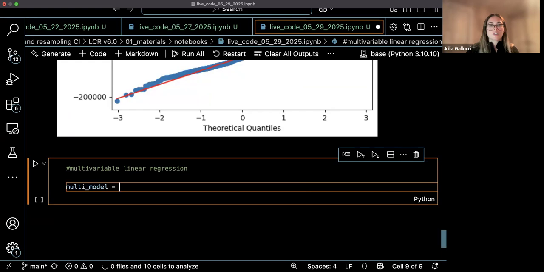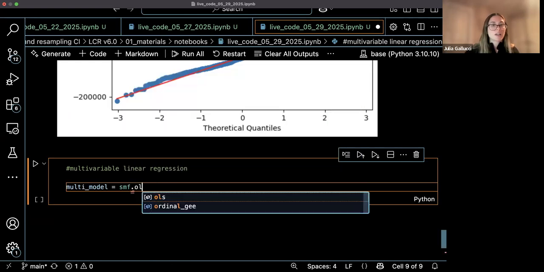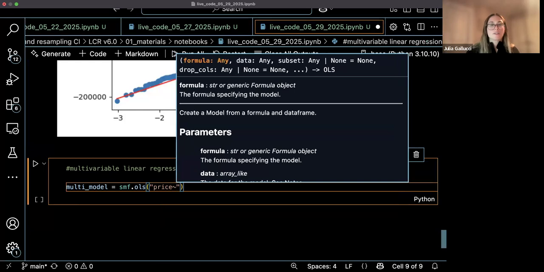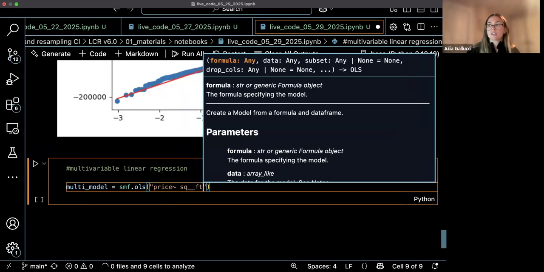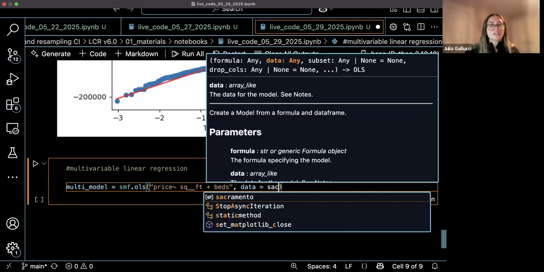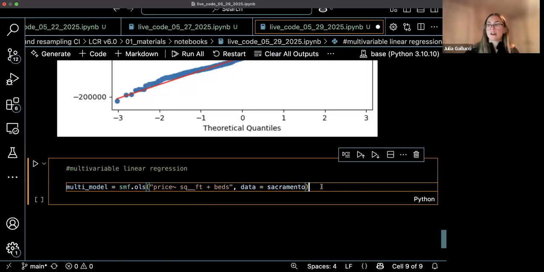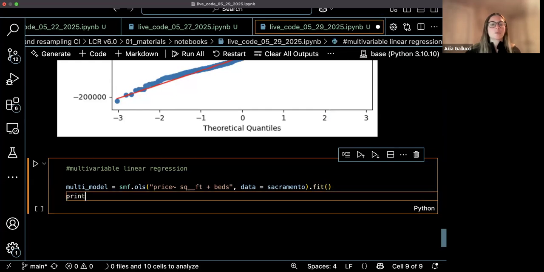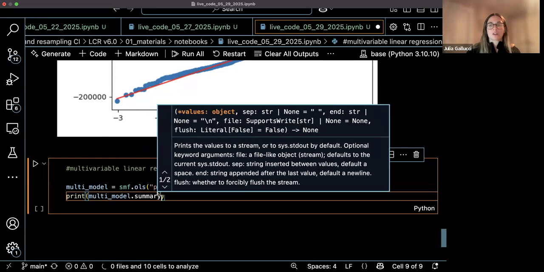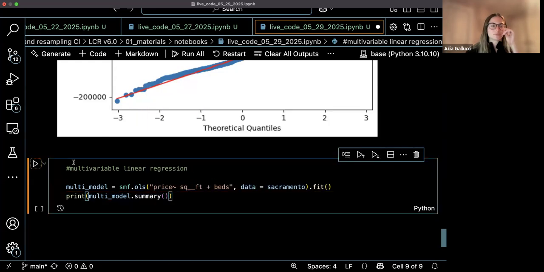So here I'm going to make a comment saying multivariable linear regression, and I'm going to call it model. So we're using the same package with the OLS function. And here we have price as our Y, and then this time we have square feet as well as number of beds as our predictors. And our data is still Sacramento, and we're still using the fit method to fit our model to the data. And then we're going to print out a summary of our model.